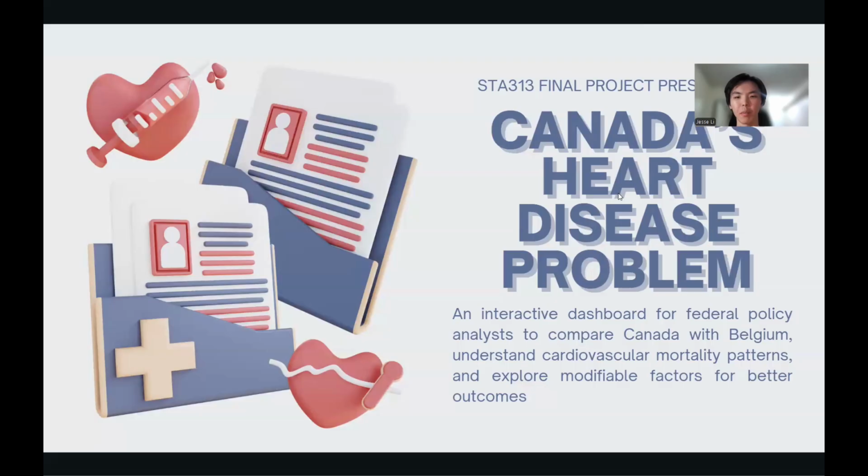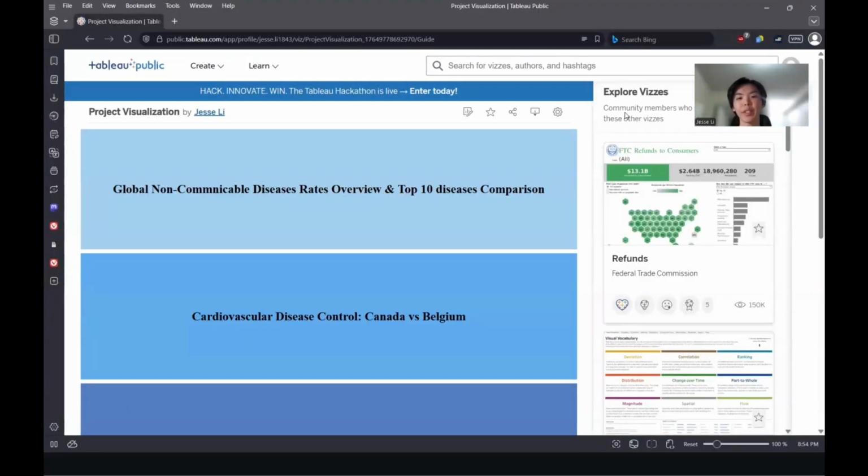What can Canada learn from better-performing countries such as Belgium to reduce mortality from its most prevalent non-communicable disease? And which modifiable factors can Canada improve? Our integrated Tableau dashboard centralizes non-communicable disease trends, world benchmarks, and policy-relevant structural factors together into a single, accessible, and interactive tool, which clearly provides insights to control this disease.